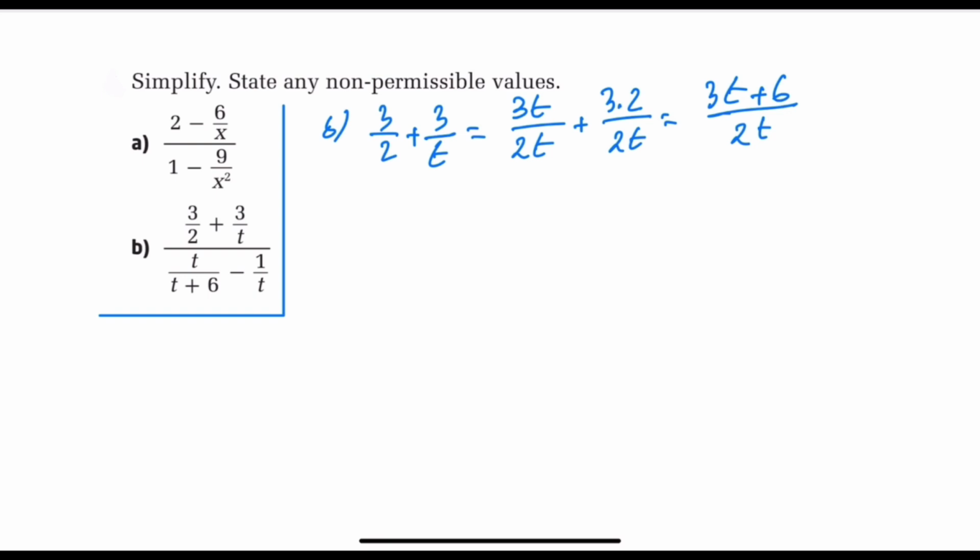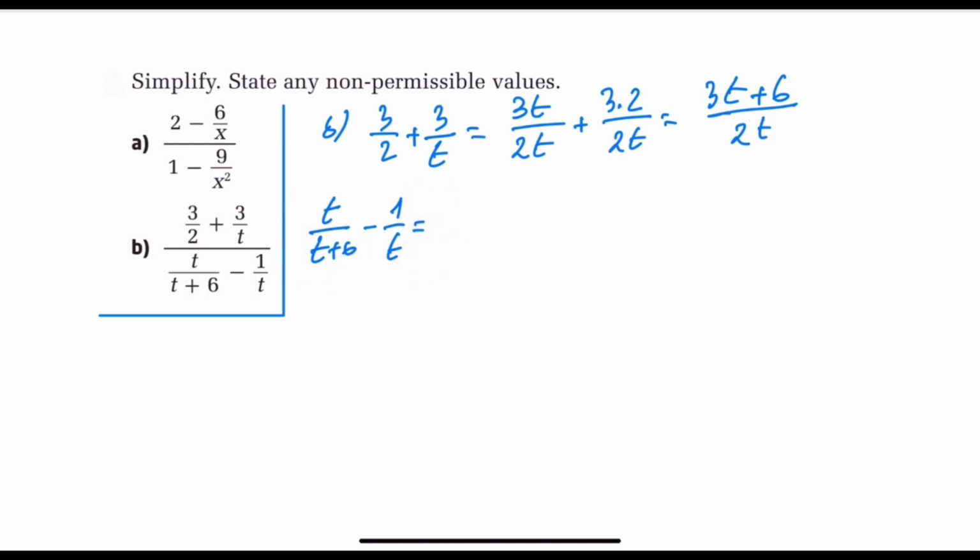So if you want to understand this, I will multiply this by t, and they will multiply this by 2. I will do the same thing up and down to get a common denominator, which is this one. After that, I can do the addition. So for the bottom side, t over t plus 6 minus 1 over t is equal to, okay, I will multiply here by t plus 6, and I will multiply this by t.